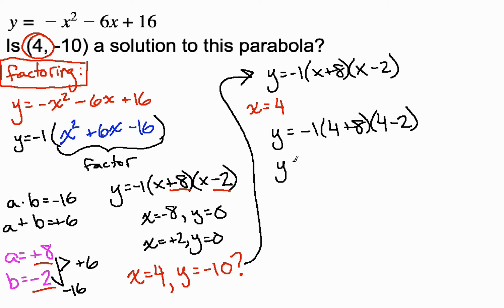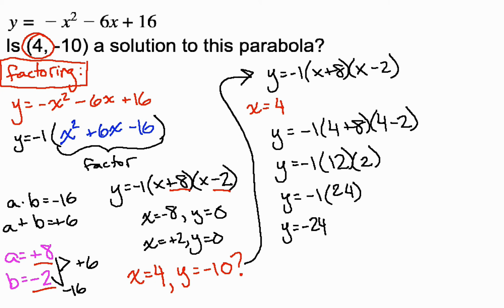And now I'm just going to simplify. Negative 1 times 4 plus 8 is 12. 4 minus 2 is 2. Negative 1, and then this is 24. And then y is equal to negative 24. So I can conclude that y is going to be equal to negative 24 when I plug in positive 4 for x. So this is not a solution.